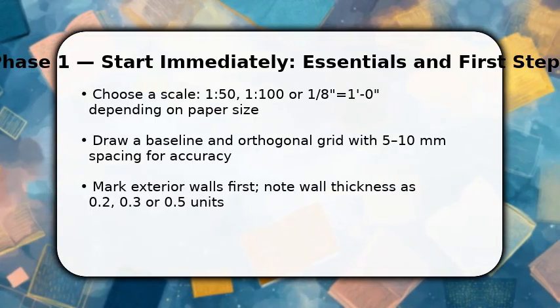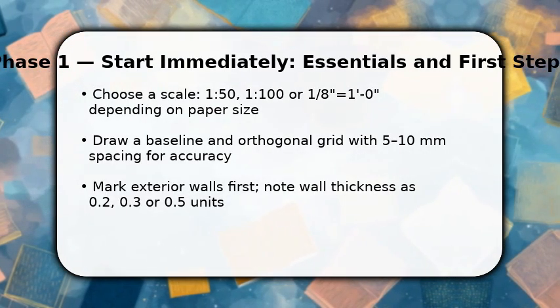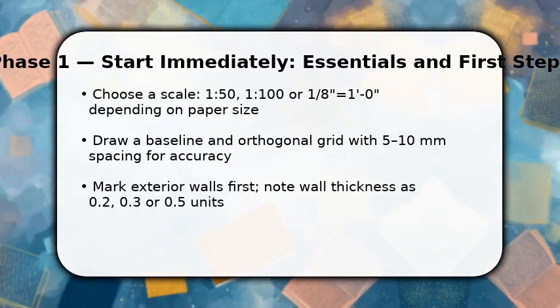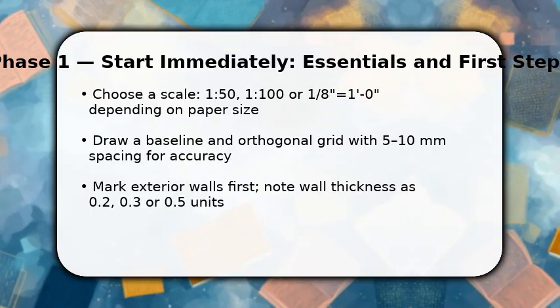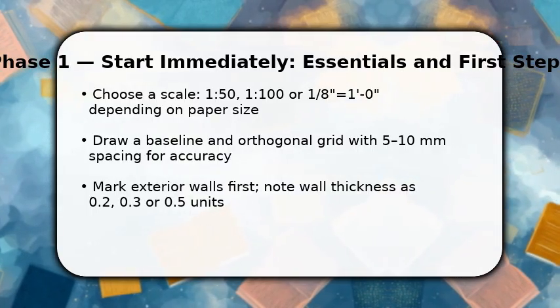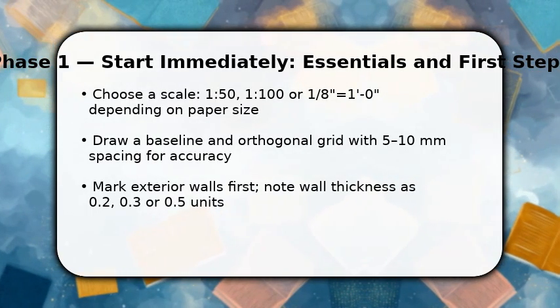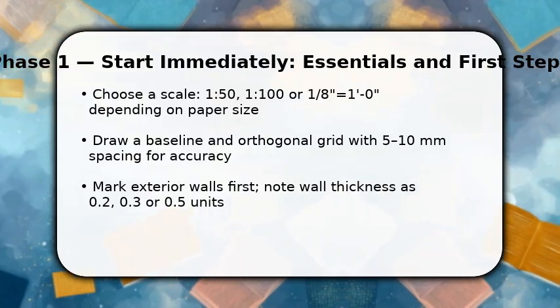You draw exterior walls first and annotate wall thickness. That prevents rework. Make sure to label north and a reference dimension. This helps later when you add rooms and doors, because every interior line depends on those initial, accurate anchors.